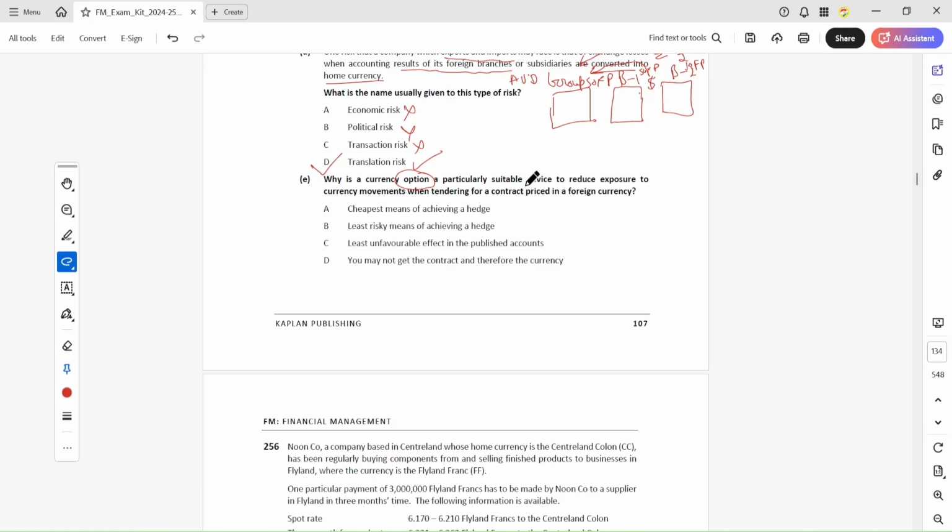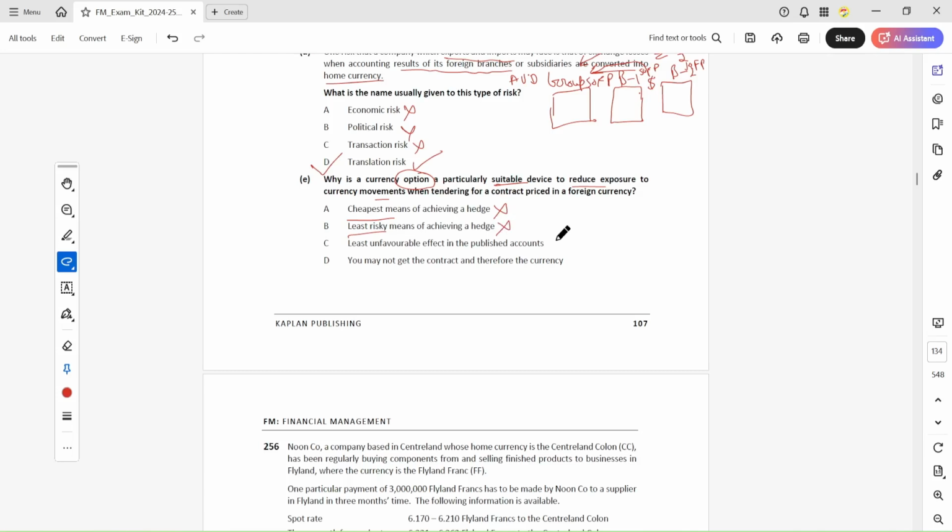Option A is a particularly suitable device. Why is this option suitable to reduce movement in the tendering contract price in foreign currency? Is it cheaper? No, it is not the cheapest, because we have to pay the premium and upfront cost. Is it the least risky? No, it's not least risky, because there is no guarantee of a favorable rate.